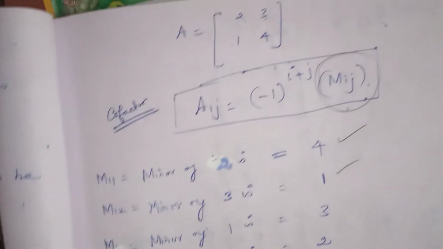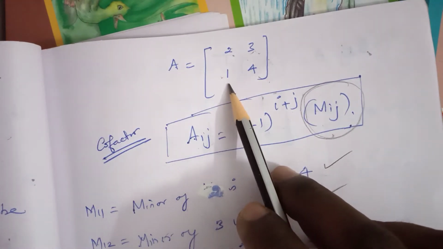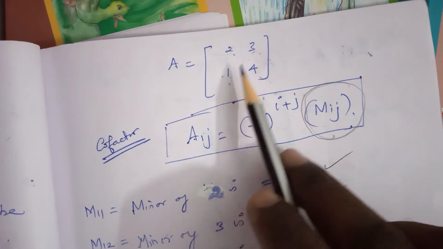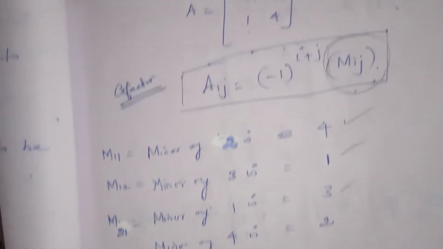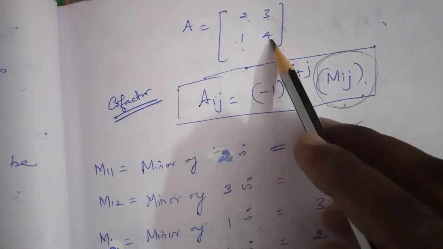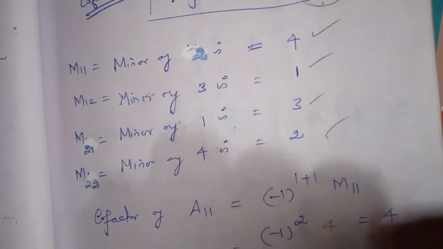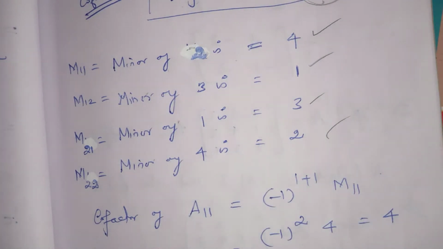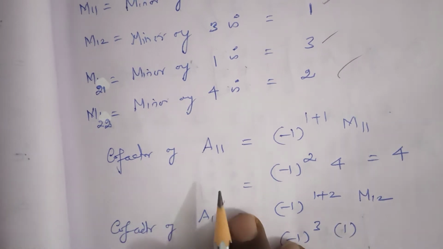Next, M21, second row first column. The minor of 1 is 3. Next one, M22, second row second column, is 4. The minor of 4 is 2. So these are the 4 minors we have to compute. Next we have to calculate the cofactor of the matrix.